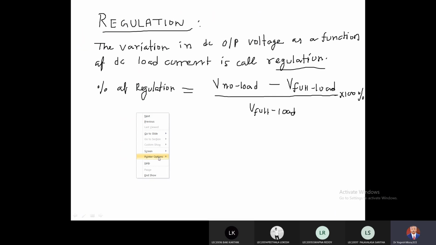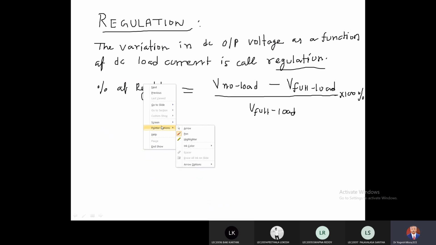The variation in the DC output voltage as a function of DC load current is called regulation. And the percentage of regulation is given by this equation: voltage at no load minus voltage at full load, divided by voltage at full load, multiplied by 100.